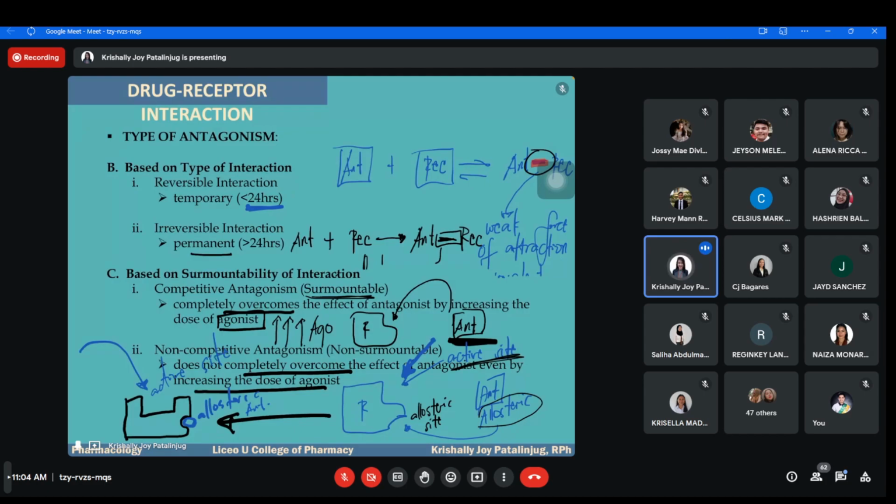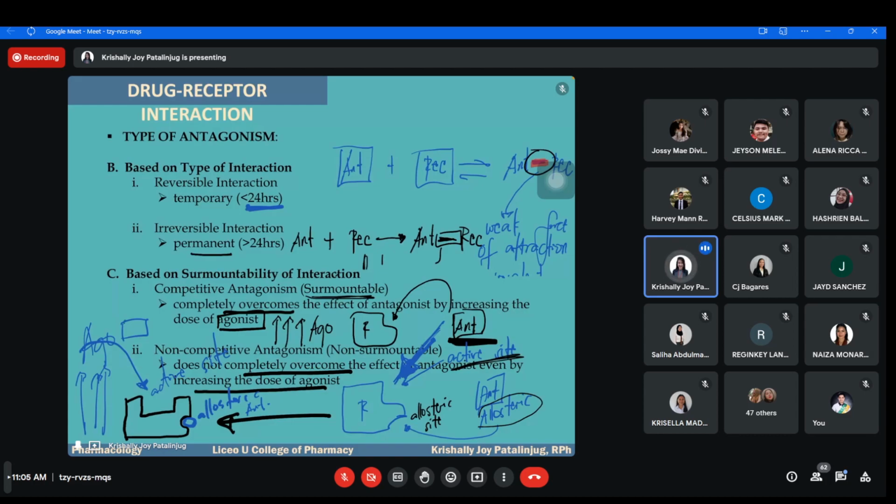Kaya kahit anong increase pa ng dose of the agonist, talagang hindi natin ma-overcome completely yung effect ni antagonist kasi naiba na yung conformation ng active site. Eh, di ba parehas lang naman talaga yung particular structure ng isang antagonist and the agonist. Example, kung ito yung tatargetin nila na receptor, dapat fitting on that conformation, yung shape na dyan ng active site.